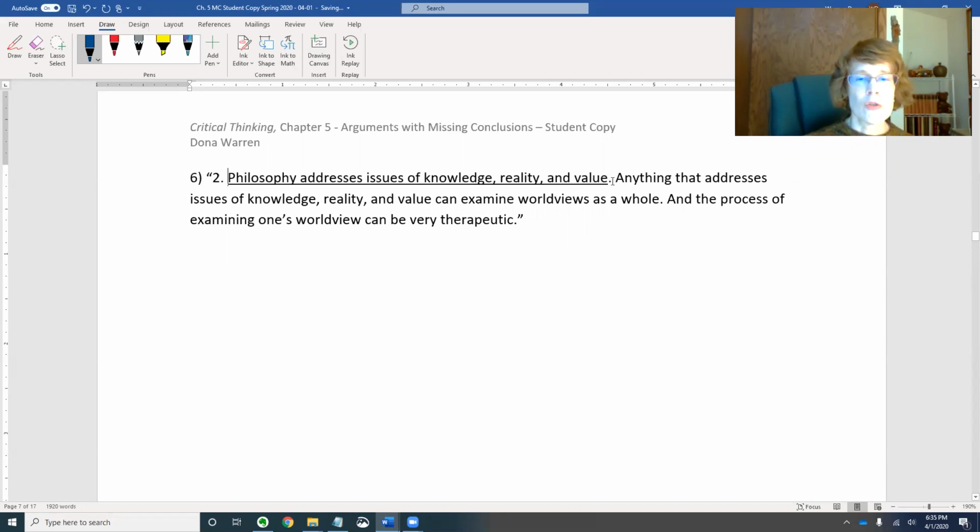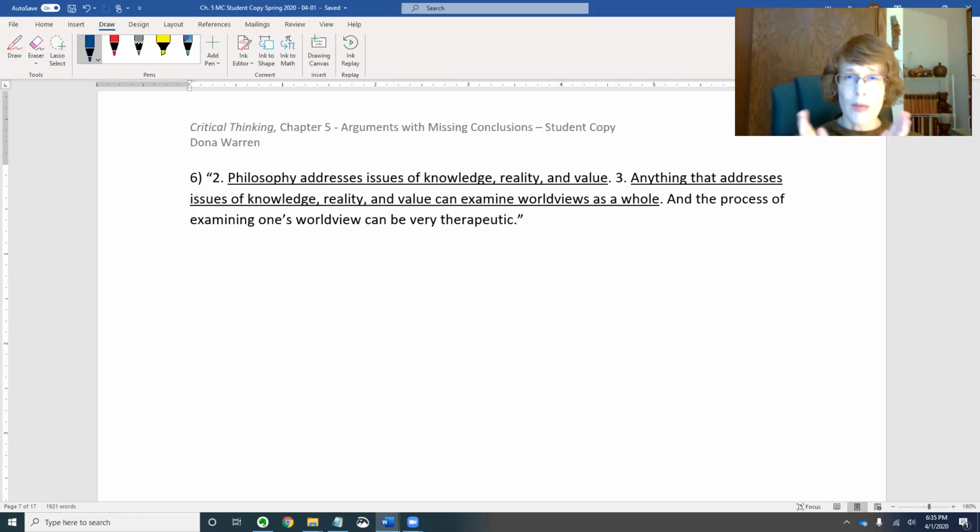Anything that addresses issues of knowledge, reality, and value can examine worldviews as a whole. Is the passage trying to convince us of that? I don't think so. So I'll give that number 3. But I now have 2 claims, so I'm going to stop. How are 2 and 3 related to each other? Are they related, do you think, with an inference, with a plus, or separate arrows?